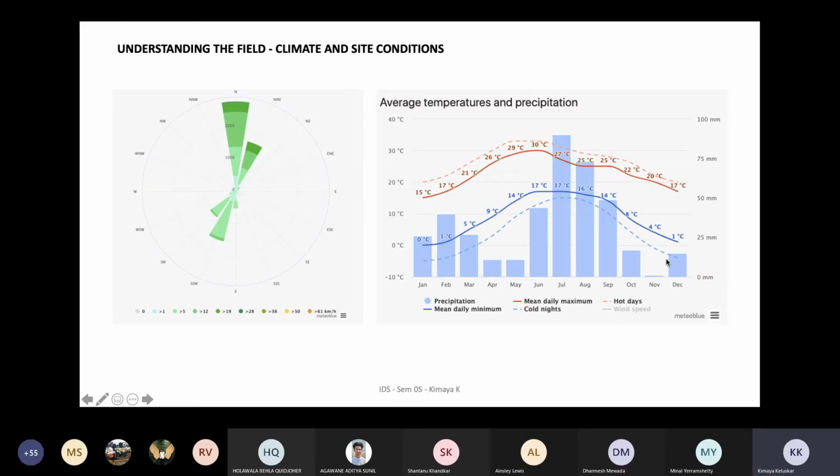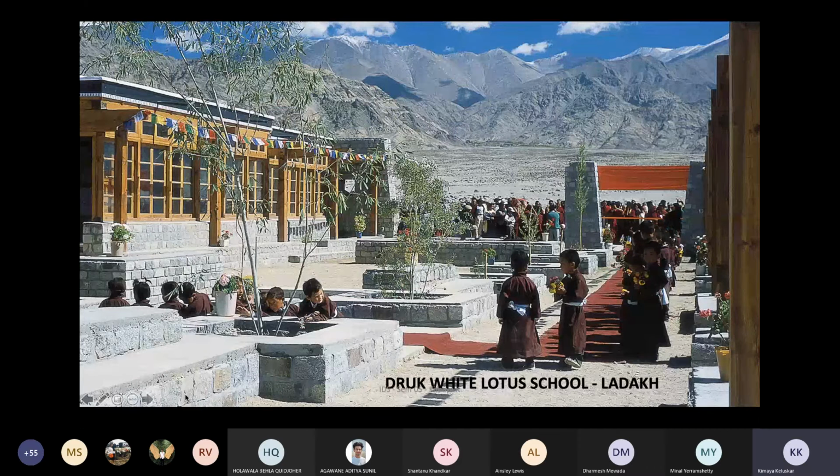Okay, and all these passive design techniques we have talked about and we have discussed in your earlier years, in your first year and the second year. So this is one of the schools, one of the examples, which is the Druk White Lotus School in Ladakh. Now, I specifically chose this school to make you understand in terms of the materials. So your local materials become very important, because local materials are definitely going to help you to attain the passive techniques, and that's because they are easily accessible in those regions.